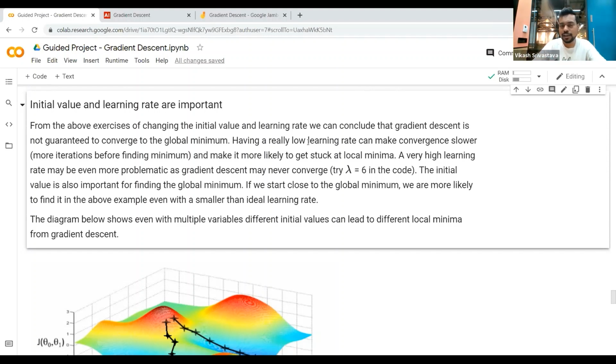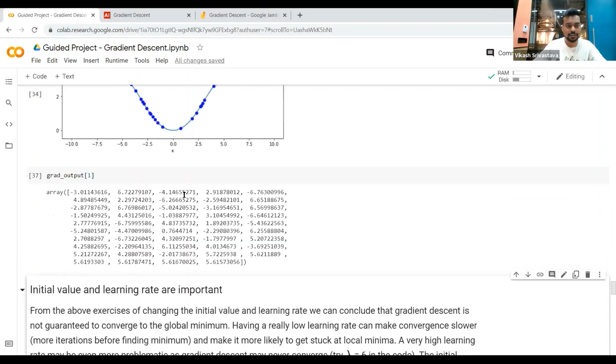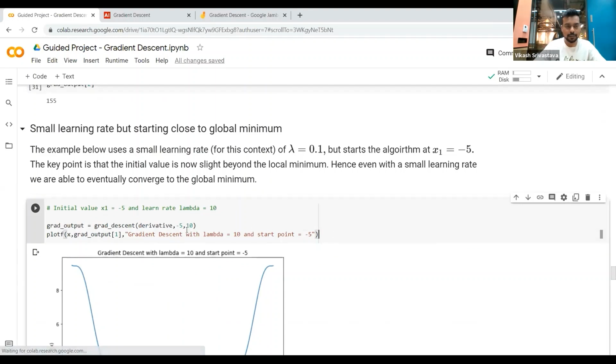Okay, so having a really low learning rate can make convergence slower, right, and make it more likely to get stuck at local minima. This is what we have seen. A really low learning rate will make our convergence slower, as in we'll need a lot of iterations, and it's very likely that we'll get stuck at local minima. A very high learning rate, on the other hand, may be even more problematic, as the gradient descent may never converge, right? And the initial value is also important for finding the global minimum, right? So let's take an example of mine.